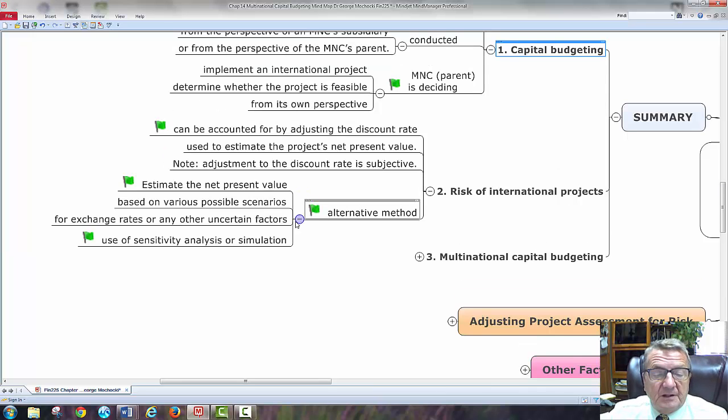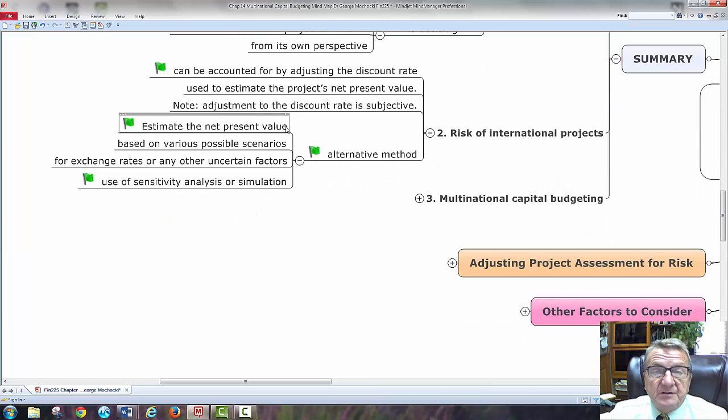Okay. Now, an alternative method on this one is to estimate the net present value, instead of using a discount rate, based on the various possible scenarios we talked about for exchange rate or other uncertain factors. Use the sensitivity analysis or simulation, and so I'm making those adjustments and see what happens. If you make too many hypotheticals, you're going to lose it. It's going to be just too complicated. Look at the main ones that you think are going to happen.